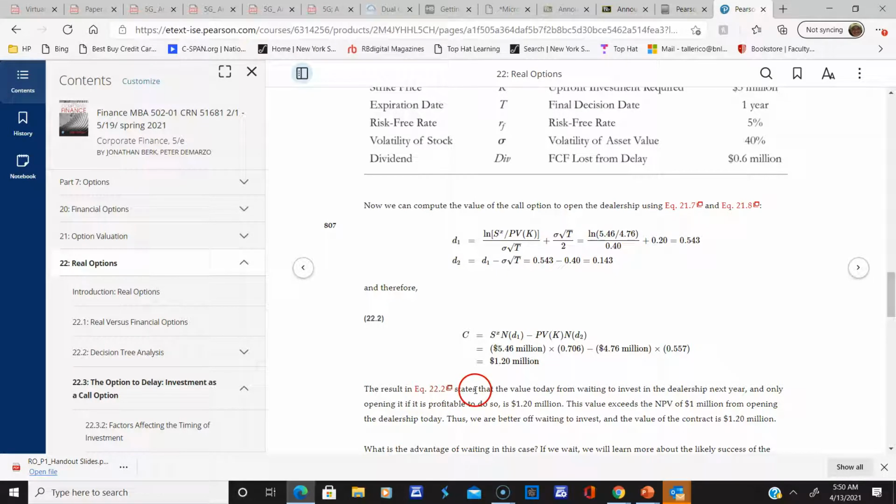So this result states that the value today from waiting to invest in the dealership next year and only open it if it is profitable to do so is 1.2 million. This value exceeds the net present value from opening the dealership today, and this is the important point. You can see the value that's being added to wait. Thus, we are better off waiting to invest, and the value of the contract is 1.2 million.